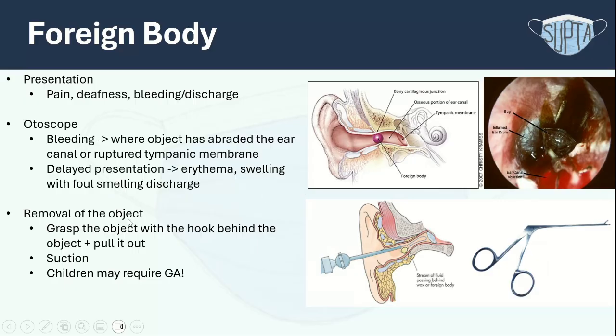And the main thing you want to do here is removal of the object. So you can grasp the object with this hook here and then try and pull it out, or you might even need some suction as well. And children may require general anesthetic if they are a bit frightened or don't want to tolerate this kind of technique. So that is something that we do offer children too.